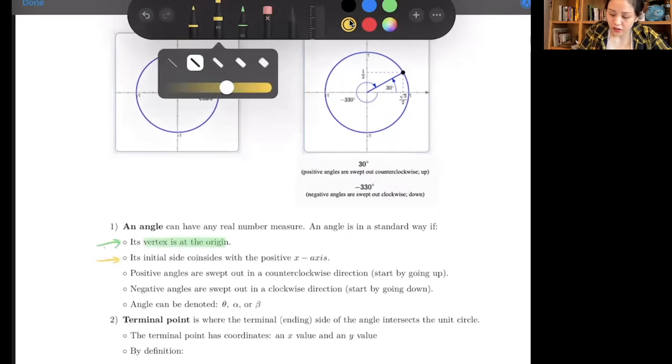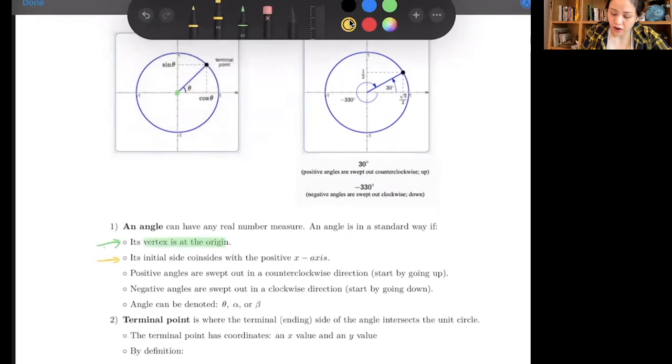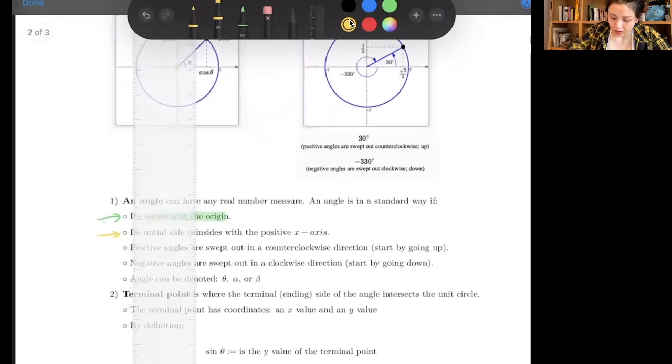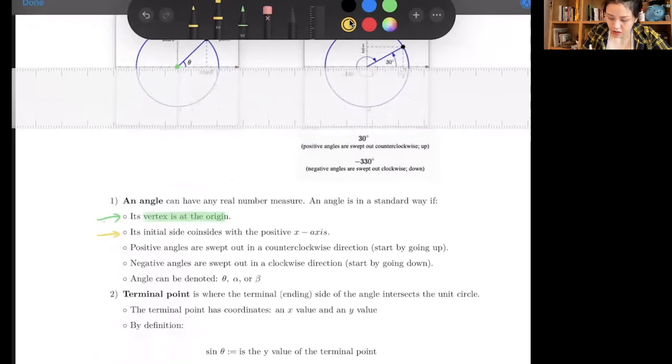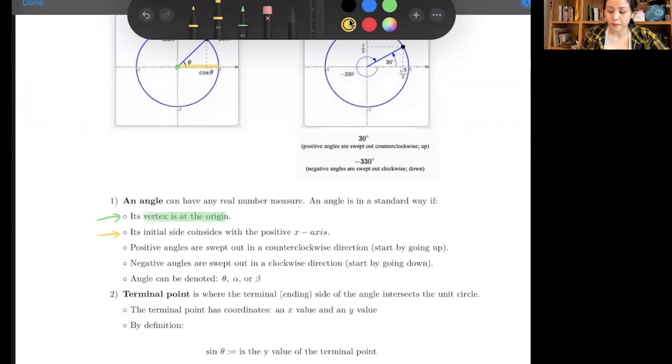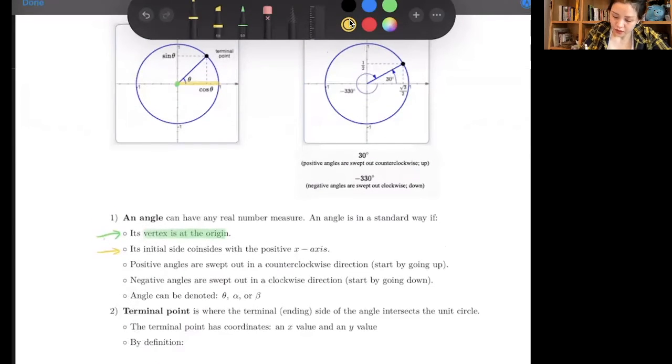So if I want to draw my initial side, that's right there, my initial side highlighted in yellow. The initial side coincides with the positive x-axis. Okay.